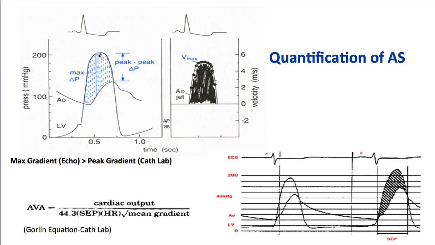The left ventricle creates a high pressure, and there's some time after that the highest pressure is created in the aorta, because obviously the aortic valve has to open and blood has to eject. So that's called peak-to-peak gradient. They're not at the same time. As opposed to using continuous wave Doppler to look at the maximal velocity of the jet going across, this is called Vmax, and that's the maximal gradient by echo, which tends to exceed the peak gradient in the cath lab.